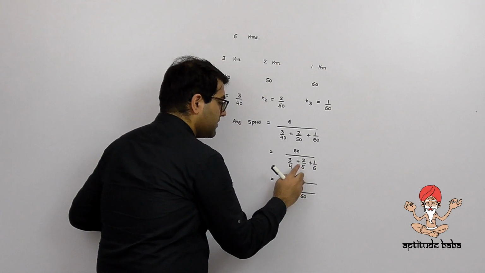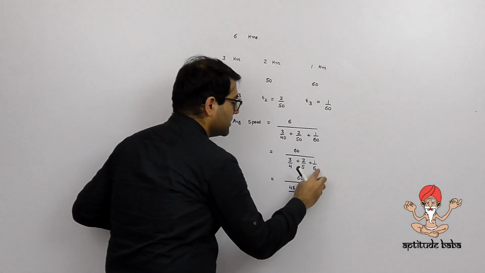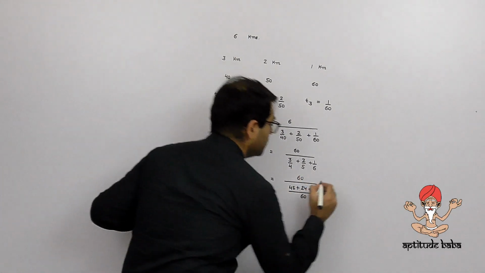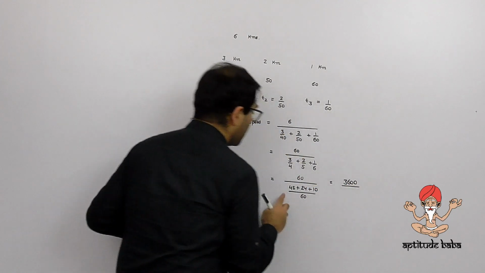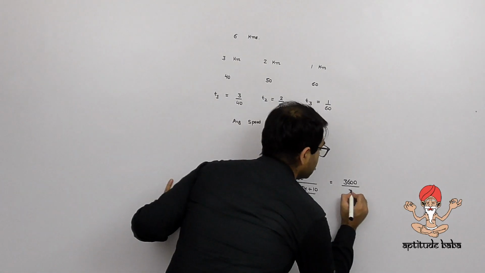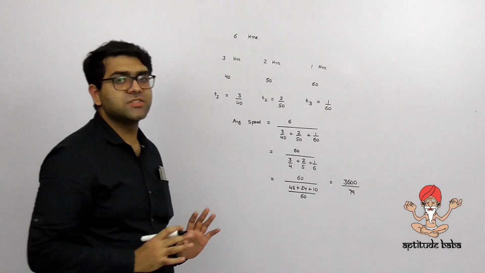60 divided by 5 gets me 12. 12 into 2 gets me 24. And 60 divided by 6 gets me 10. 10 into 1 is 10. इस 60 को न्यूमरेटर में शिफ्ट कर देते हैं. So this is 3600 by 45 plus 24 plus 10, 79. So 3600 by 79 is my final answer.